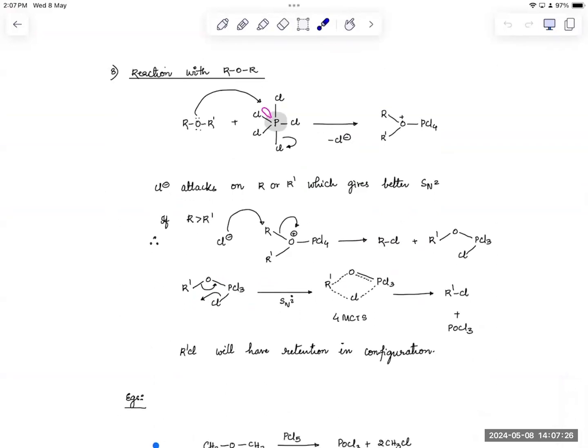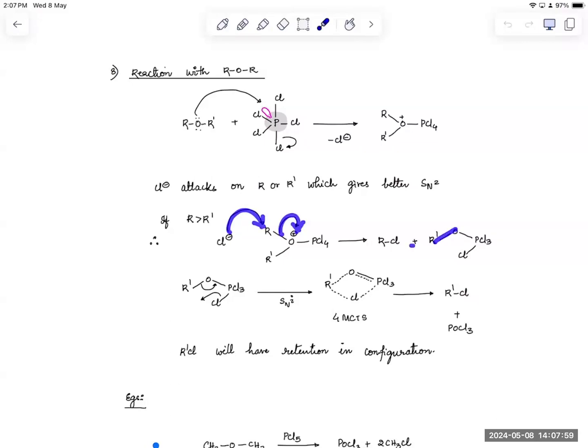Okay. So that way you will notice that there are two chlorides which are coming across. Next, if you see the reaction on ethers, ROR, first the lone pair will connect, one of the chlorides will go, and then the chloride will attack on one of the R groups, which is less substituted, or which is relatively better for SN2 reaction. So between R and R dash, you have to choose which one is better for SN2. So based on that, Cl minus will attack, and then the bond will break here.